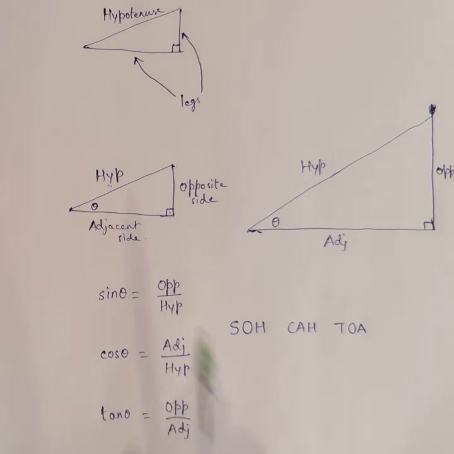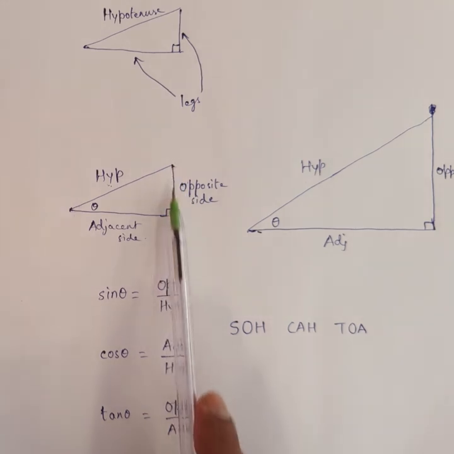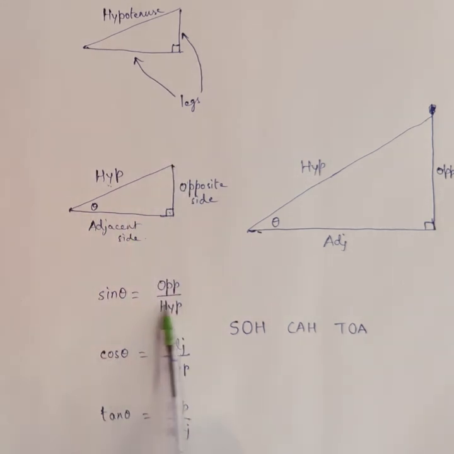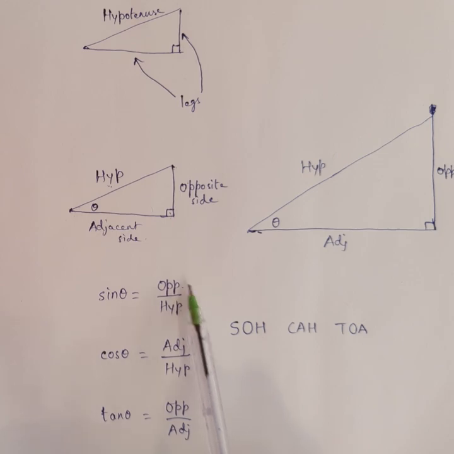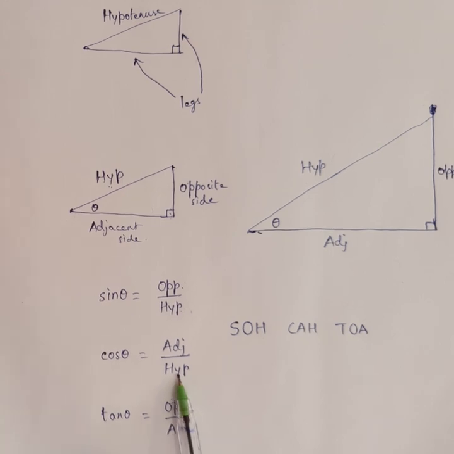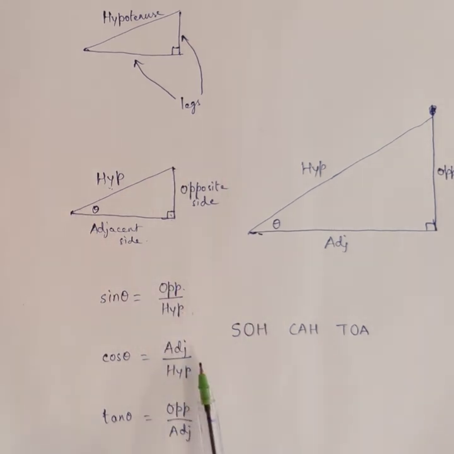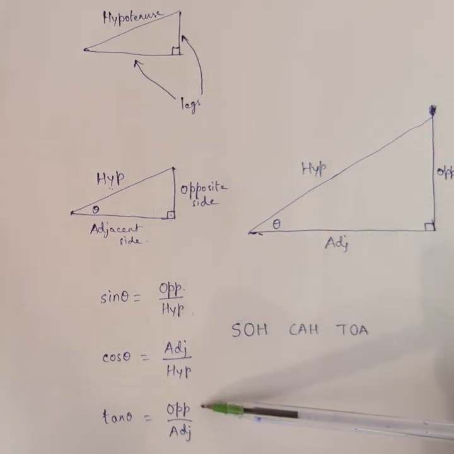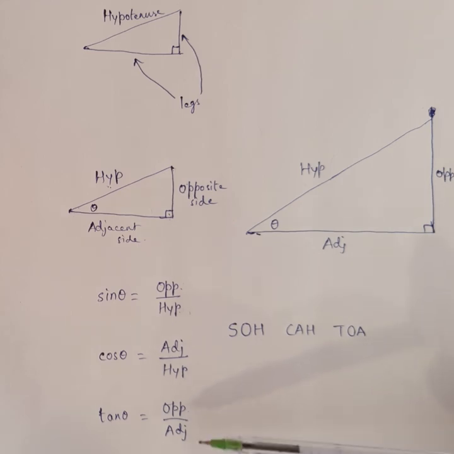Now that we have defined these three trig functions, notice that sine is opposite over hypotenuse. And since hypotenuse is the biggest side, this ratio can never be more than 1. And same thing happens for cosine. You're taking a smaller number and you're dividing by a bigger number. So this ratio will again be not more than 1. Let's put it that way. But tan could be, the opposite could be bigger than the adjacent. So this could be bigger than 1.